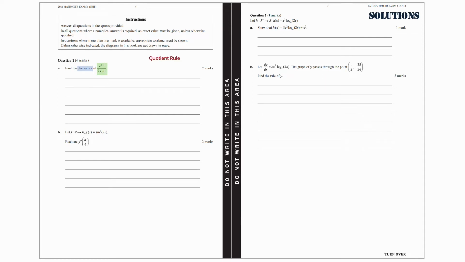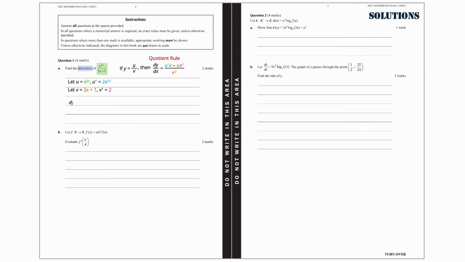We are going to use the quotient rule, which says if y equals u over v, then dy dx equals u dash v minus uv dash over v squared. So we let u equals e to the power of 2x. This means that u dash equals 2e to the power of 2x. And we let v equals 2x plus 1, which means that v dash equals 2.